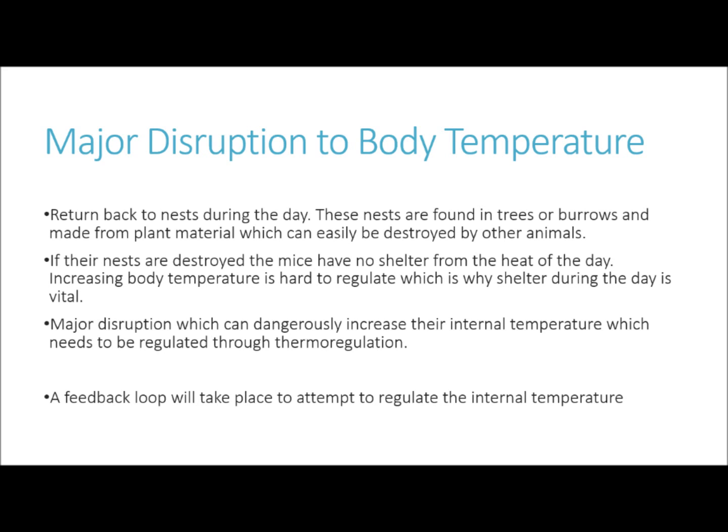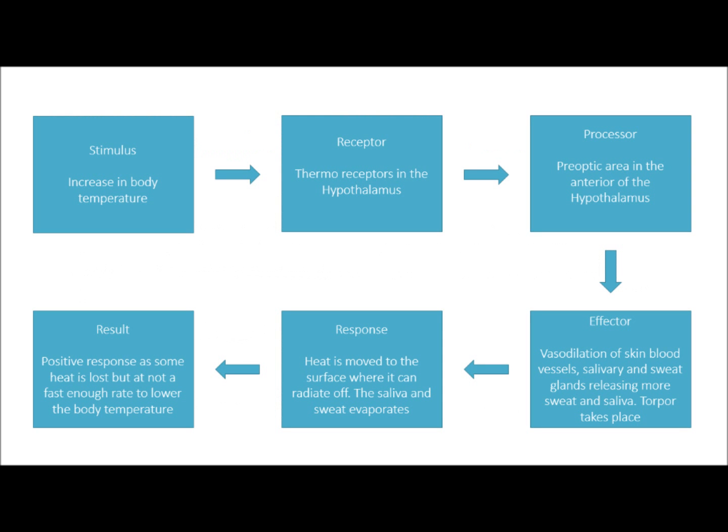A feedback loop will take place to attempt to regulate the internal temperature. This feedback loop is very similar to the previously explained feedback loop for an increase in temperature. The only difference is the result. The stimulus is the increase in body temperature due to prolonged exposure to the sun. As before, the receptors are the thermoreceptors and the processor is the preoptic area in the anterior of the hypothalamus where the nerves send signals to activate cooling mechanisms.